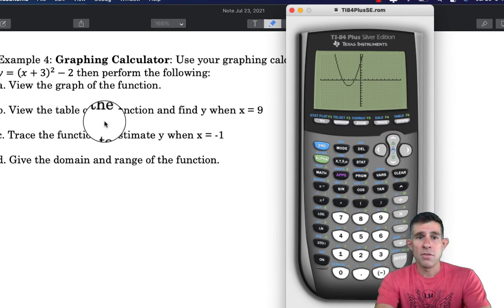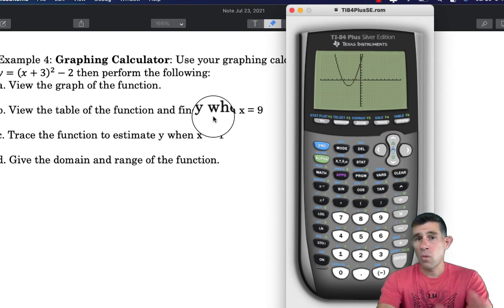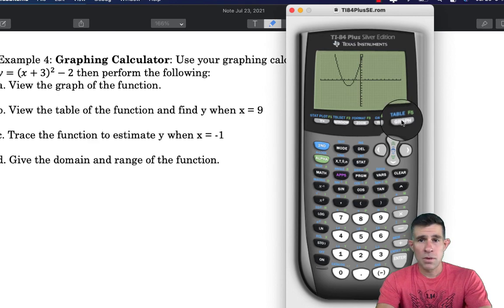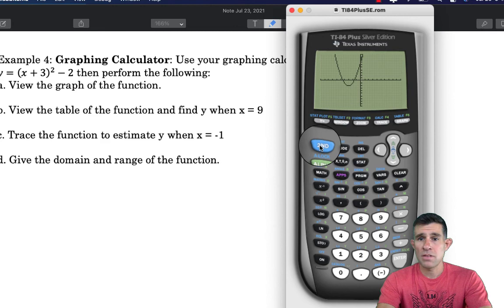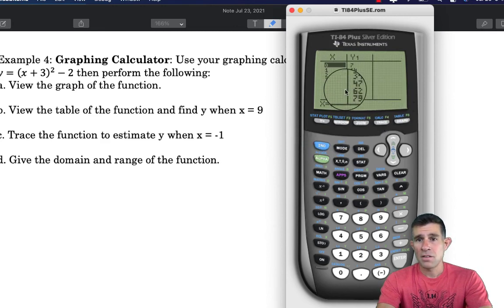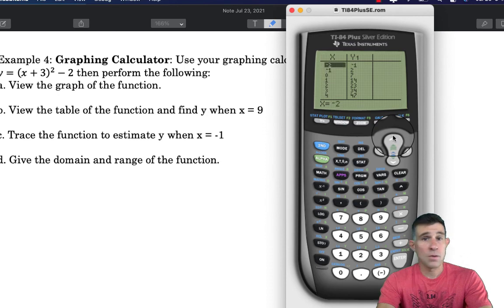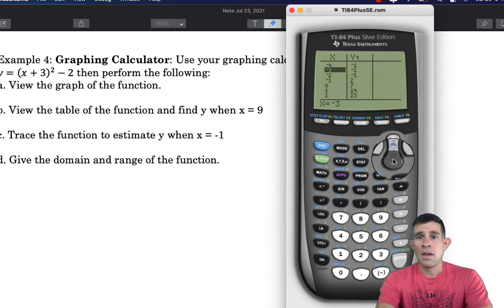Next up, we're asked to view the table of the function and find y when x is 9. So to get to the table, you should see table written in a different color right above the graph. In order to get that, you're going to press the second function button and then the graph. And here you can see our table of values. We can scroll down the x, or we can scroll up to get into our negative values. And we are asked to find the value of y when x is 9. So when x is 9, my y is 142.